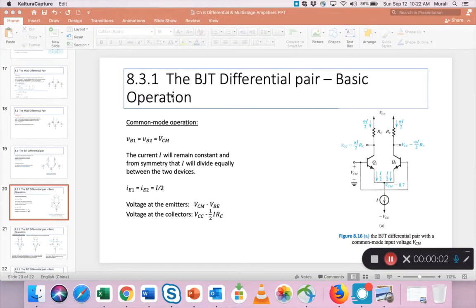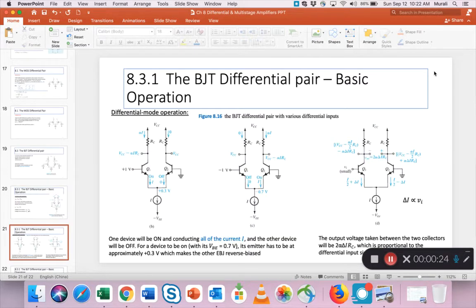Okay, let's continue the topic of differential amplifiers. This is where I stopped in my last recording on a BJT pair in the common mode operation. So let me take one more minute, finish up BJT, and then we'll look at some problems on all of this. So moving on to the next slide, it shows the BJT now operating in differential mode.